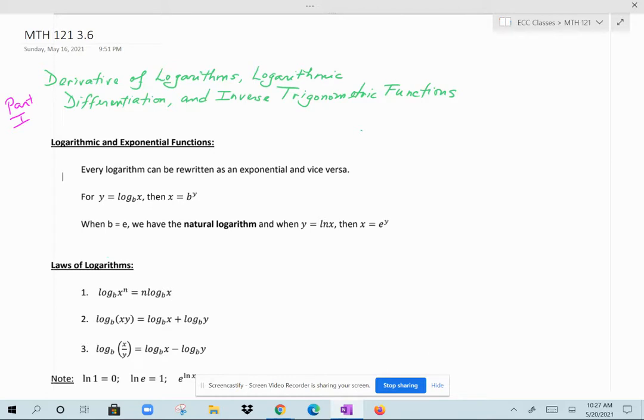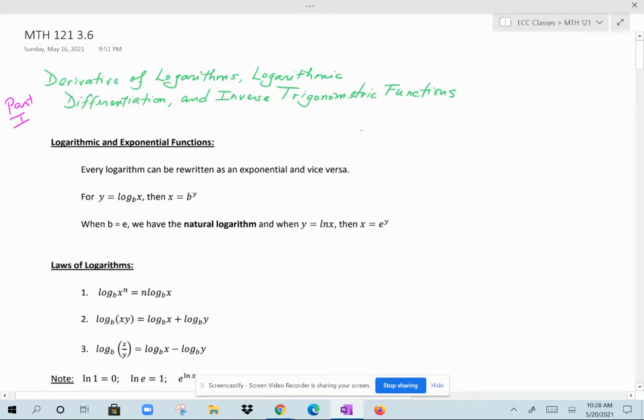So first, let's do a reminder about what logarithmic functions are. Logarithmic functions and exponential functions have a relationship. Every logarithm can be rewritten as an exponential function and vice versa. So for example, if y is equal to log base b of x, then you can write that as x is equal to b to the y. In both cases, the b is considered the base.